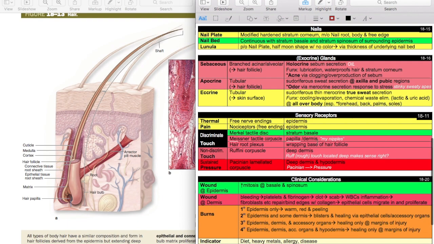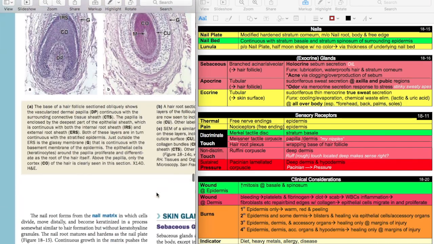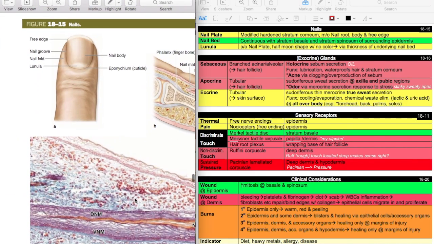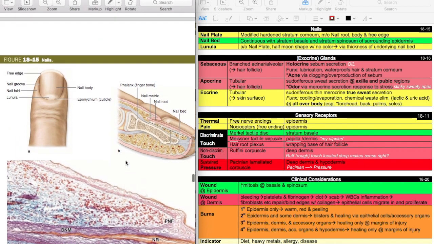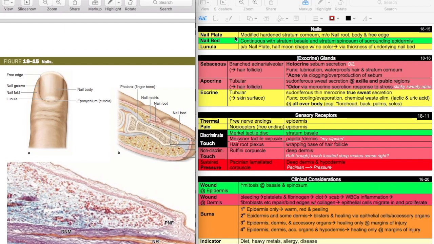Now nails, pretty straightforward. I'm going to go down and look at 1815 in your book. We've got a nail here and a sagittal section of a nail as well, and a microscope, which we won't pay too much attention to. You've got yellow, green, and yellow again because the uppermost layers of the epidermis are shown in yellow, and in green it's going to be in the mitotic layer. So let's start in the green layer.